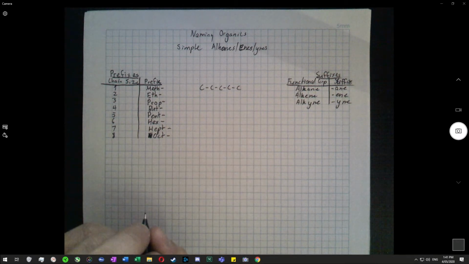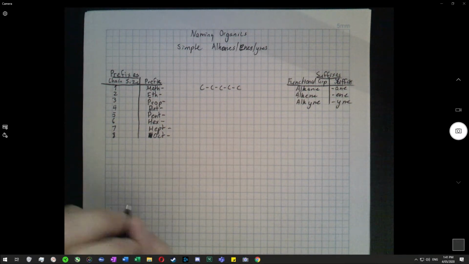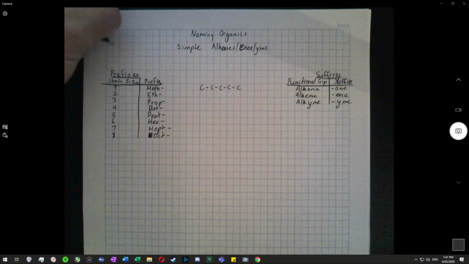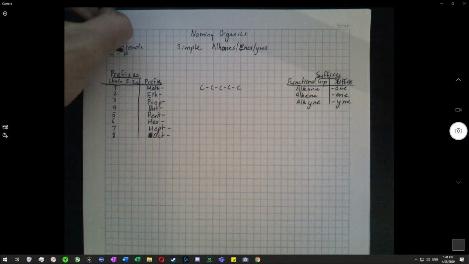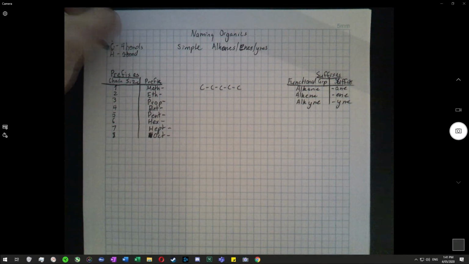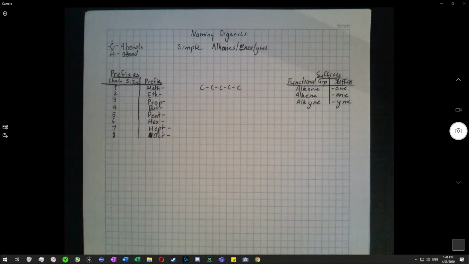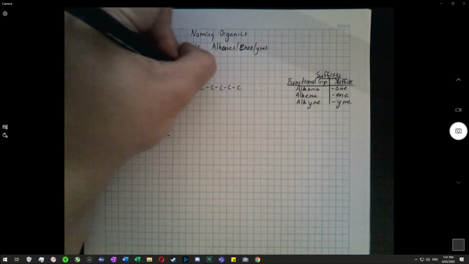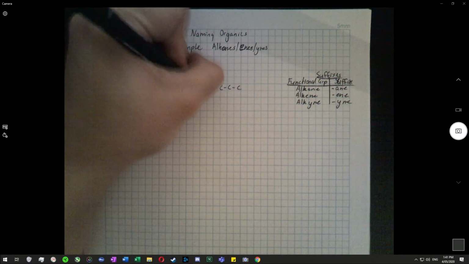We then have to follow our rule of 4 and our rule of 1. So remember that carbons have 4 bonds, and our hydrogens have 1 bond. Carbon has 4, hydrogen has 1, and that's got to do with our Lewis structures, where the carbon has 4 electrons all around and the hydrogen only has 1. So to fill everything else out, everything has to be bonded to a hydrogen.